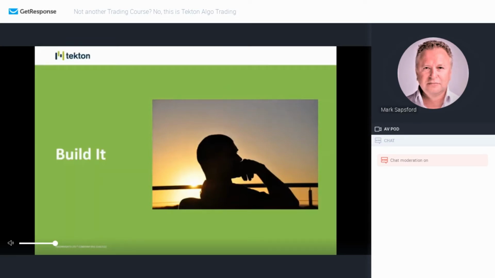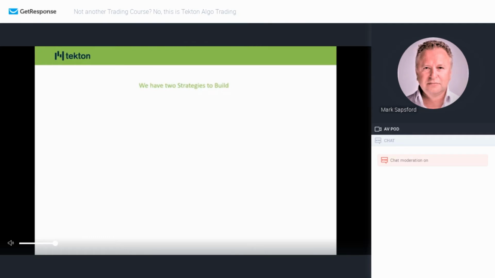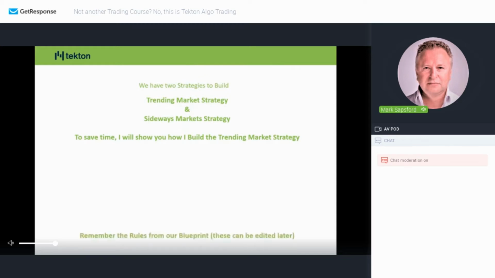Okay, so now we have got our blueprint for our strategy. We're now going to build it. We have two strategies to build, which we looked at in our blueprint section when we were using ThinkIt. We have a trending market strategy and a sideways market strategy. And you can create any type of strategy. They're not fixed. This is the whole beautiful thing about Tekton, it's designed for you to create what you want to create. To save time, I'm going to show you how I'm going to build the trending market strategy we discussed in the ThinkIt section.